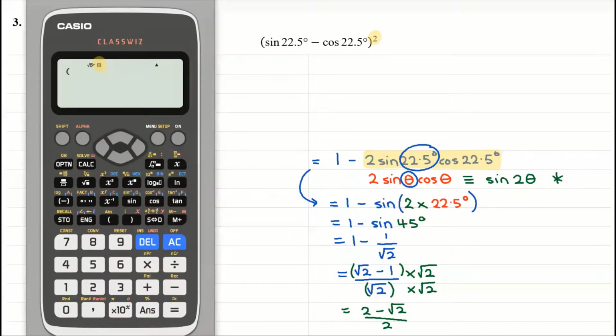So we've got the sine of 22.5, subtract the cosine. I'm just typing in the question explicitly. Cosine of 22.5, close that, and then we're going to square the entire thing. We get that. Now the question is, is that 2 subtract root 2 over 2? Let's find out.